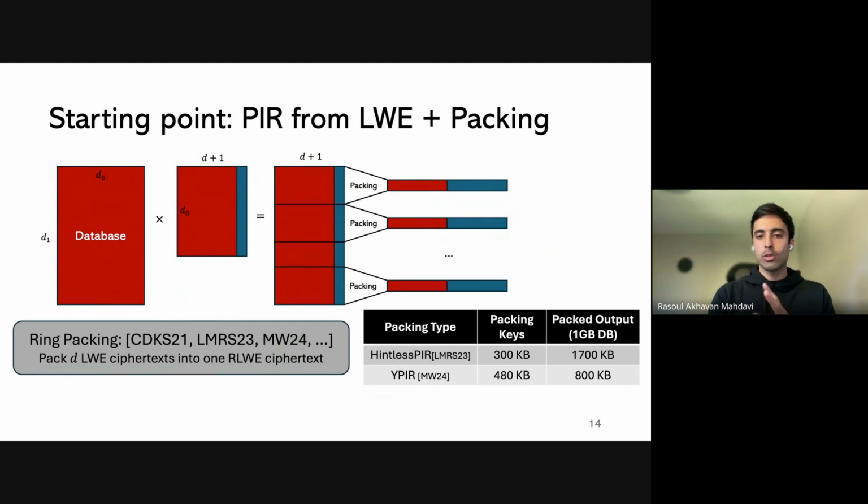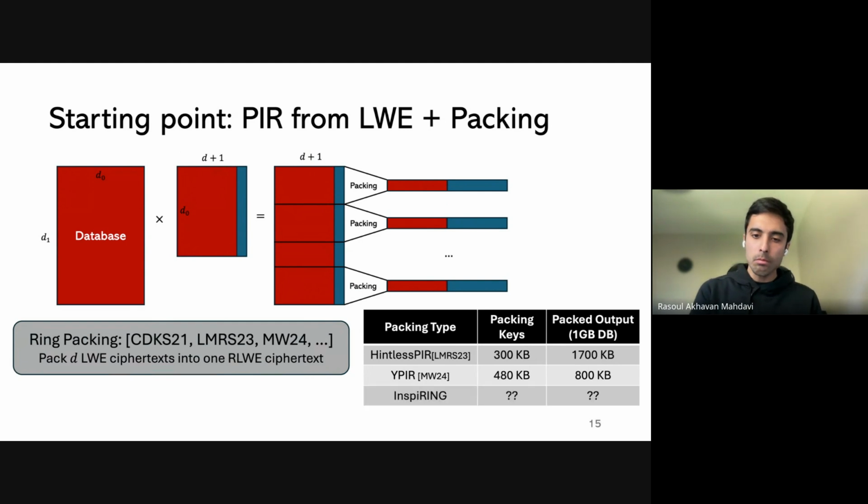So as you can see, the two metrics that we care about here are, first of all, the packing key sizes, because those are the things that need to be sent over the network, and then the size of the output as well, because we want to, again, make the output as packed as possible to reduce the communication costs. So we're going to try to propose a different type of packing that can be better on both of those specific metrics, like having both smaller packing keys while also producing a somewhat packed output.